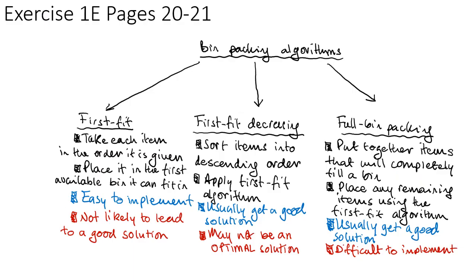So you should now be able to do exercise 1E on pages 20 to 21. So just a recap of the different bin packing algorithms and their advantages and disadvantages. So make sure you know how to use the first fit algorithm, the first fit decreasing algorithm, and the full bin packing algorithm, which does require you to use the first fit algorithm for any items that can't be placed together to completely fill a bin.